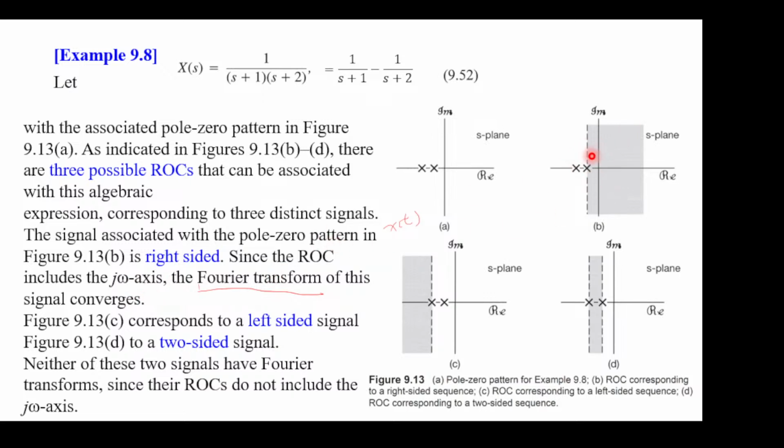But anyway, we are talking about ROC. The first possibility is from the rightmost pole to plus infinity. The other possibility is to negative infinity from the leftmost pole, or it can be the middle strip, between those two poles.